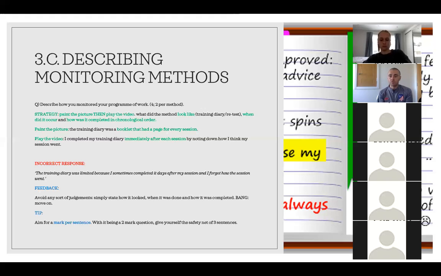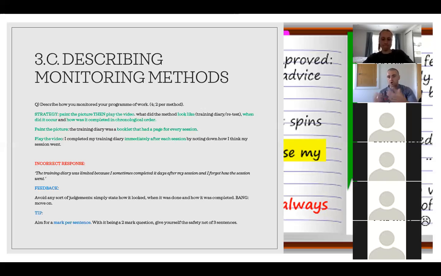Because we often have kids talking about retesting at the end. That's not monitoring, that's evaluating. So the retest is happening halfway through. And if they do a retest for, say, the bleep test for factor one, they can't then go and do a retest for the questionnaire in factor two, because it's essentially the same monitoring method. It's a retest. Regardless of what the method is, it is a retest. So they're using the retest twice there, so it's important that they've got different methods.